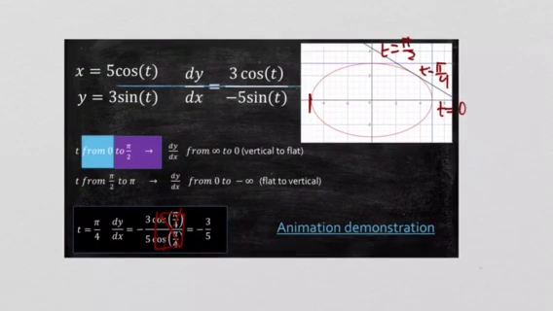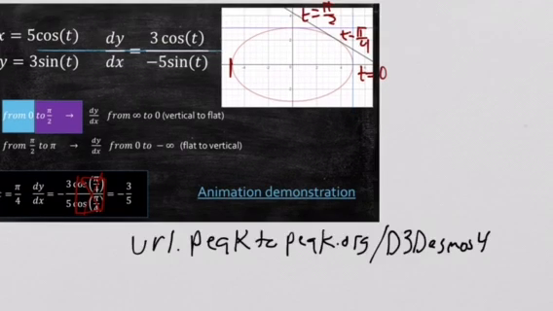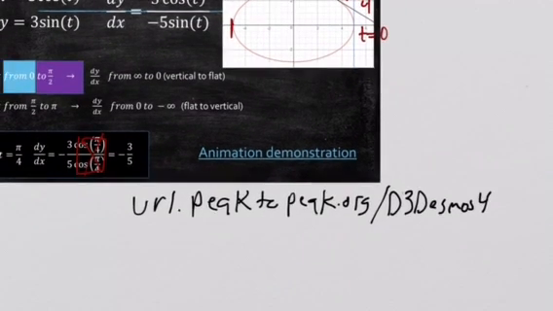So we can find the slope of this curve at any t value by just plugging into dy/dx: 3 cosine t and negative 5 sine t. And let's go ahead and look at that animation. Last one, I will link it. You might have been able to guess it's going to be /d3 Desmos 4. So let's talk about what you're seeing on this animation.